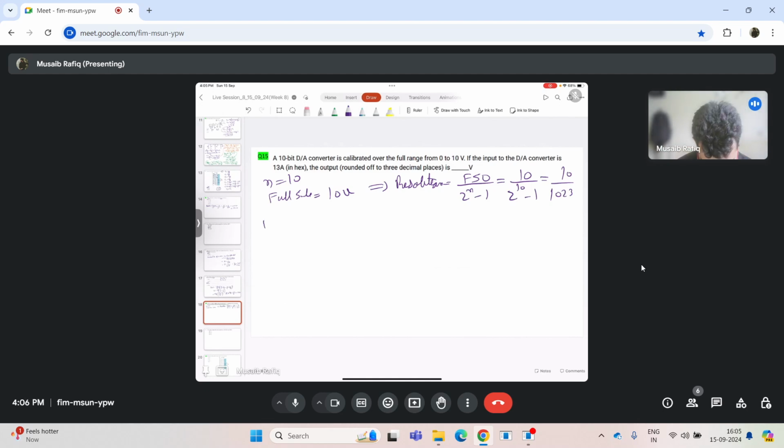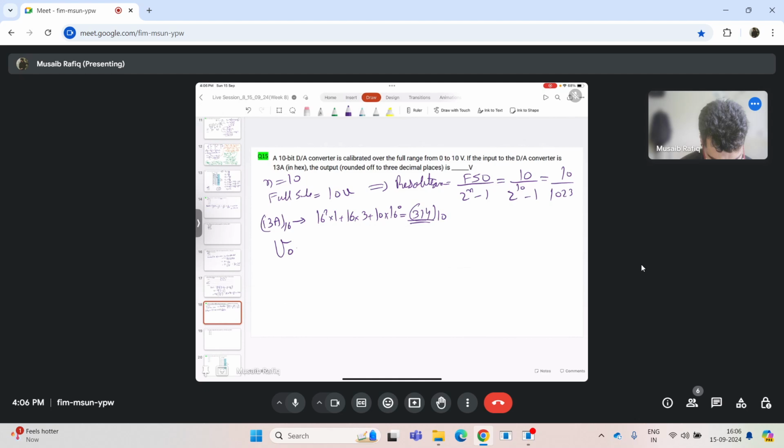Now 13A in decimal will be equal to 16 squared times 1 plus 16 into 3 plus 10 into 16 raised to power 0. That implies this is equal to 314. If you do the calculation, you get 314, and this is in decimal.